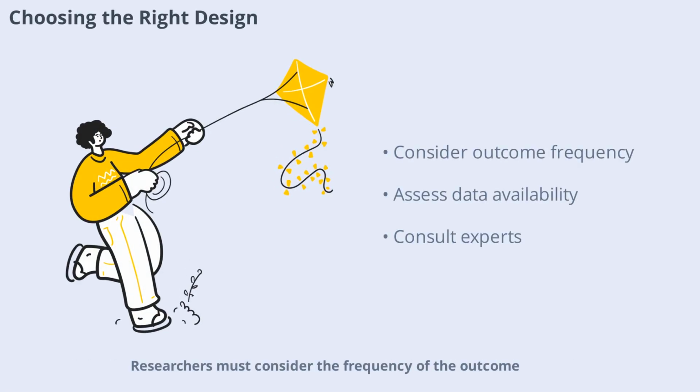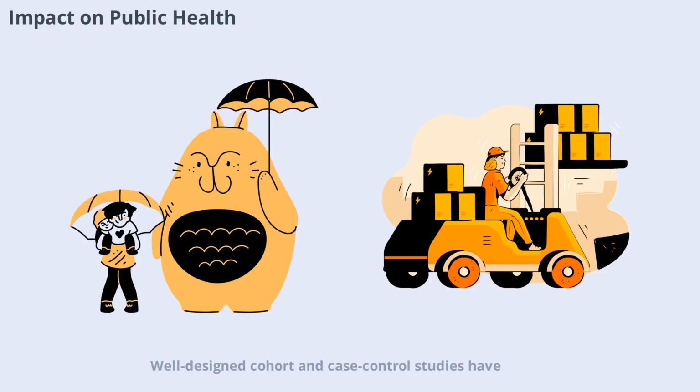Researchers must consider the frequency of the outcome, availability of exposure data, resources, and potential biases. Consulting with experts and reviewing the literature can help guide this decision, ensuring that the chosen design will yield meaningful and reliable results. Well-designed cohort and case control studies have had a profound impact on public health.